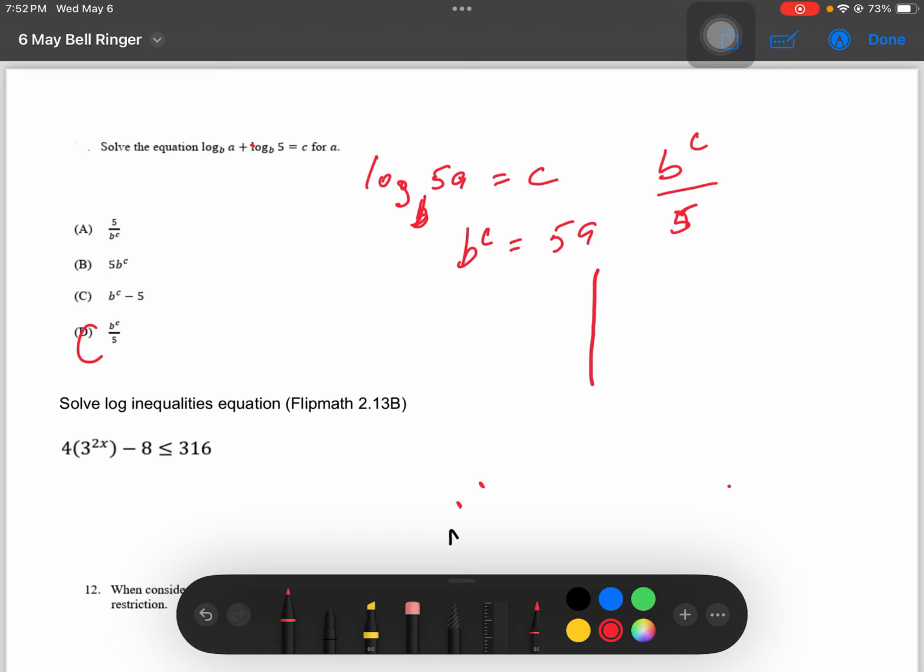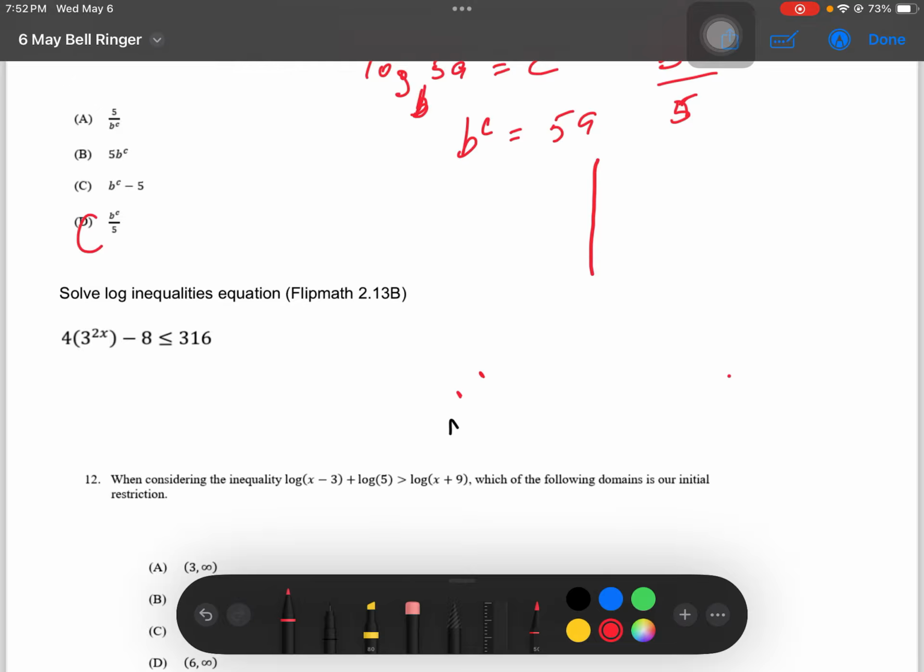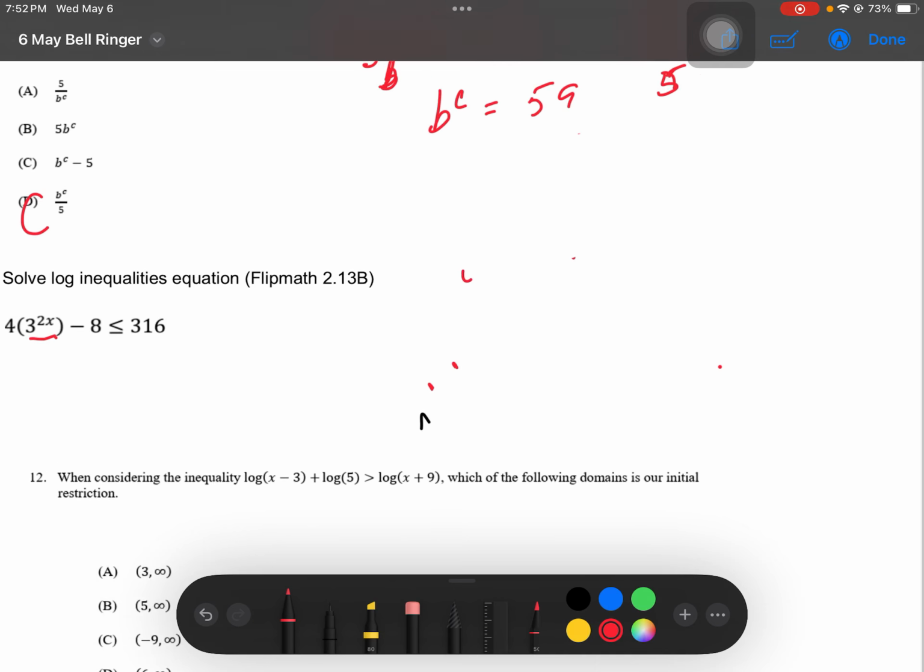The next one asks you, again, to solve an exponential equation. And so the goal is to isolate the exponential part of it, right? So I'm going to add 8 to both sides and then divide by 4. Let's do it in 2 steps. So I'm going to get 4 times 3 to the 2x, and add 8 to both sides.